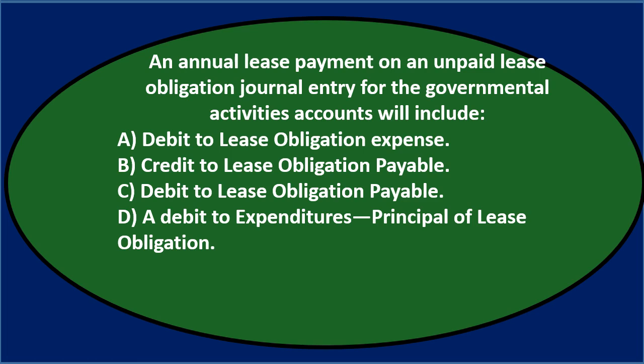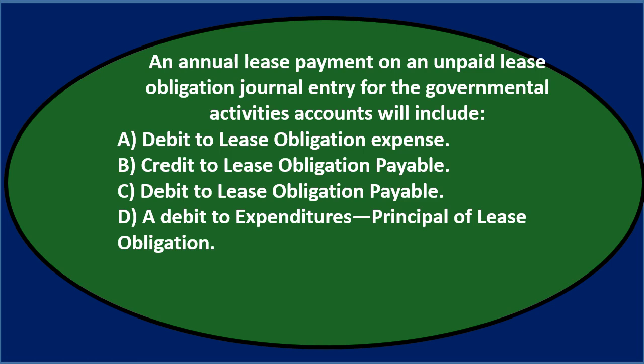First question, an annual lease payment on an unpaid lease obligation journal entry for the governmental activities accounts will include either A, debit to lease obligation expense, B, credit to lease obligation payable, C, debit to lease obligation payable, D, a debit to expenditures, principal of lease obligation. Let's go through this again using the process of elimination.